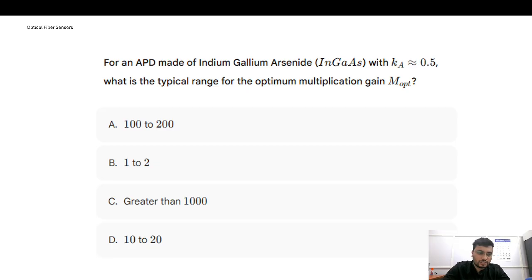Moving towards the next question. For an APD made of indium gallium arsenide with Ka equal to 0.5, what is the typical range for the optimum multiplicative gain Mopt? 10 to 20, sir. 10 to 20. I think you must have visited the lecture. So this is the correct one. If you put in Ka as 0.5, you will get this value, 10 to 20.